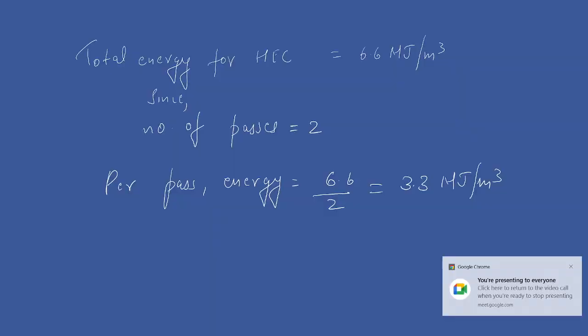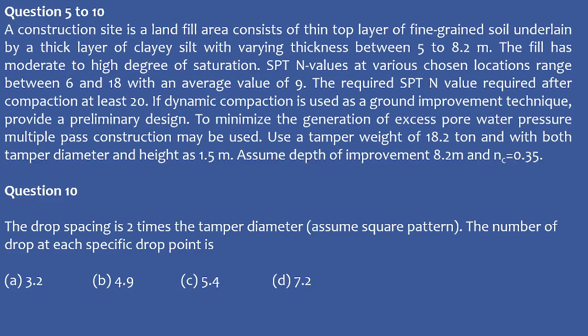Okay, moving to our last question. If the spacing between the drops of the craters is 2 times the tamper diameter, then how much should the number of drops at each point be? So 4 options are there. Again, if you know the formula, you can answer this question.